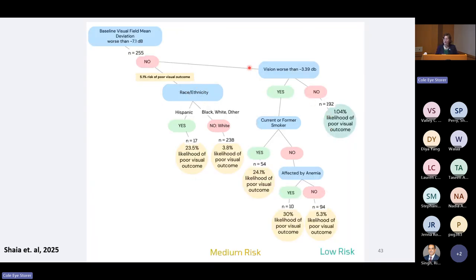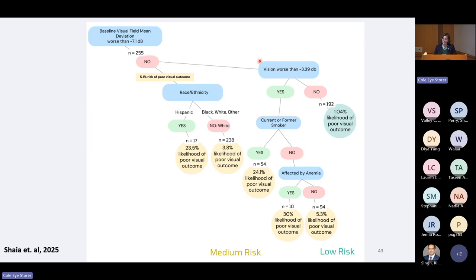And so then when we look at the other half of the decision tree, we're looking at a baseline visual field mean deviation of better than a -7. So if you fall into this category, there's only about a 5% risk of having a poor visual outcome. But what was interesting is that when the model placed race and ethnicity into account, if a patient identified as being Hispanic, there was a 23% increased likelihood of having a poor visual outcome.